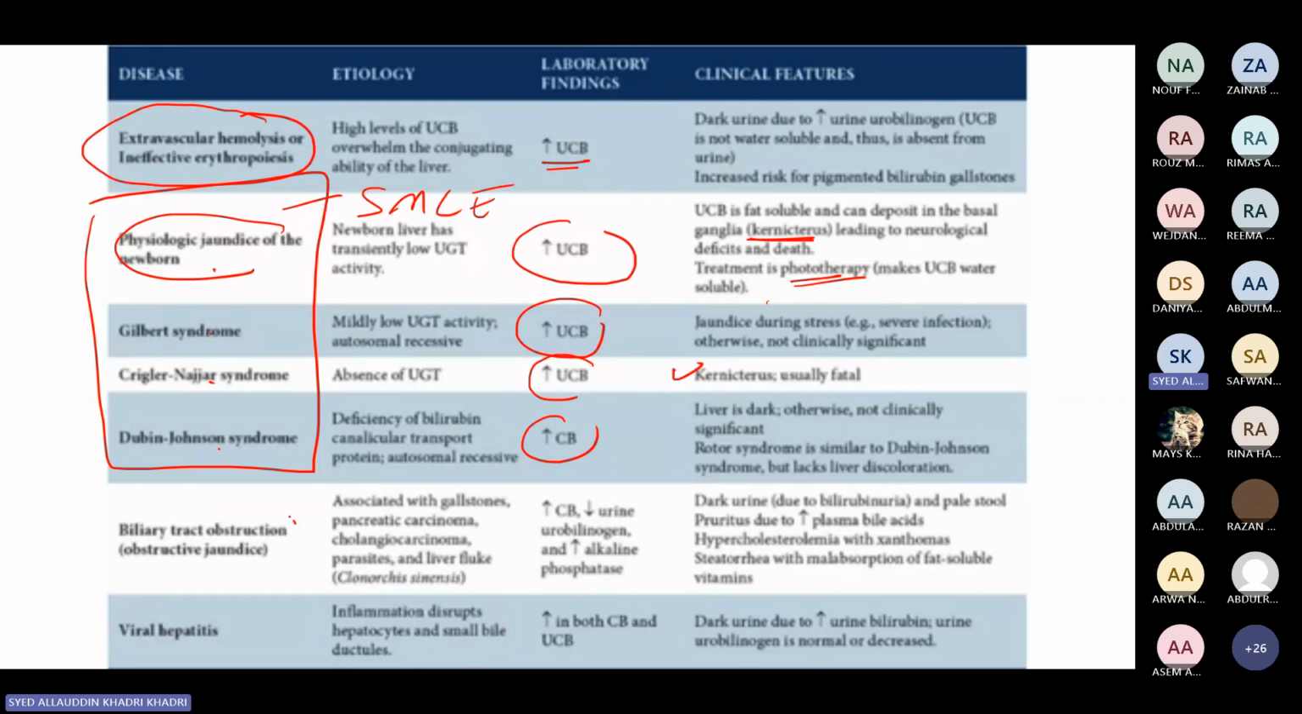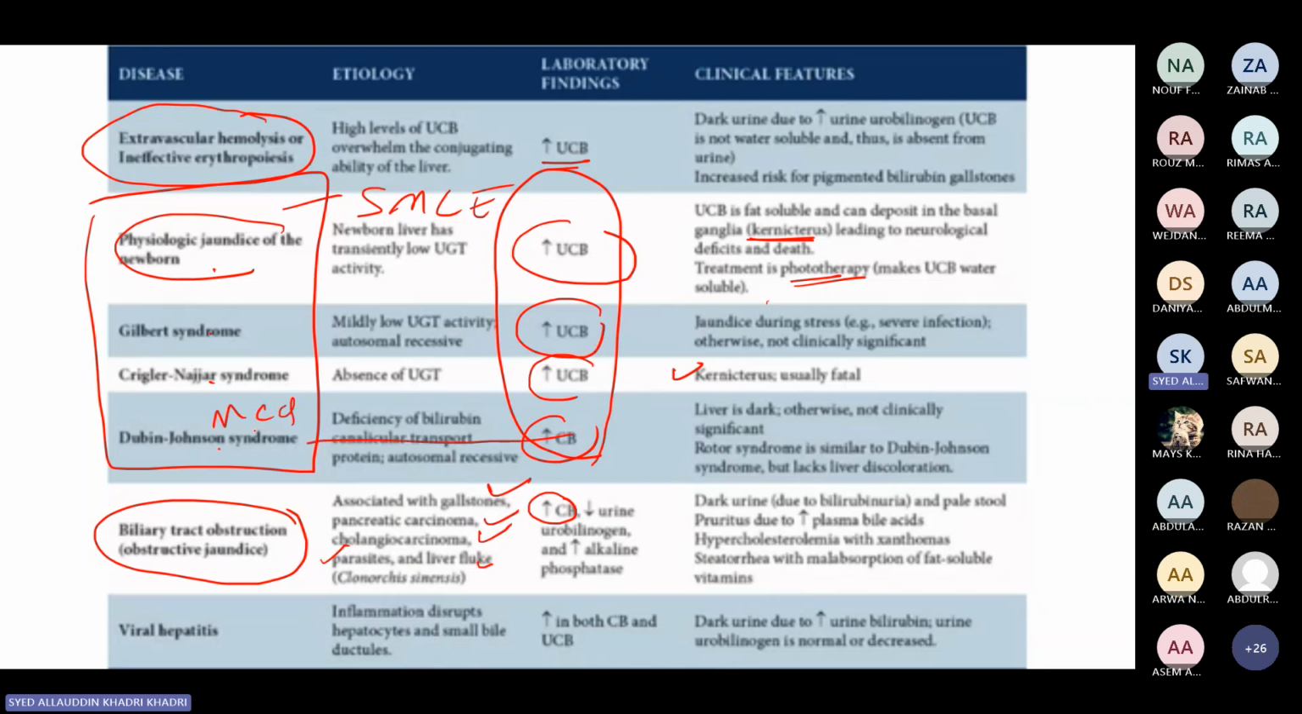Now I'm coming to obstructive jaundice, which is very important. These are associated with affecting the bile canaliculi, like gallstones, pancreatic carcinomas, cholangiocarcinomas, and parasites like Clonorchis, the liver fluke, all such things. So here the conjugated bilirubin is increased as compared to unconjugated. Only conjugated in this thing is the Dubin-Johnson, and this is the MCQ, very favorite area.